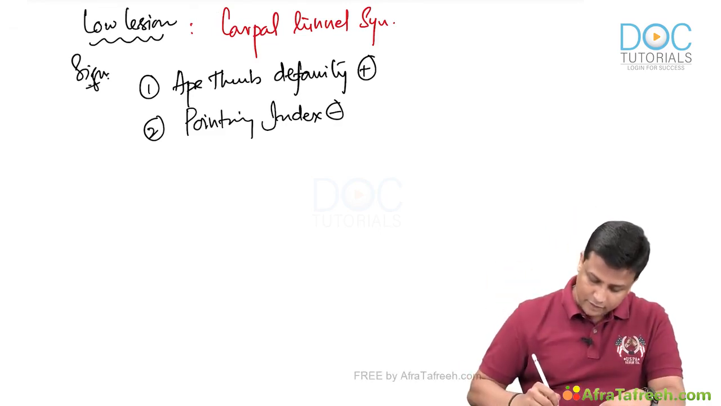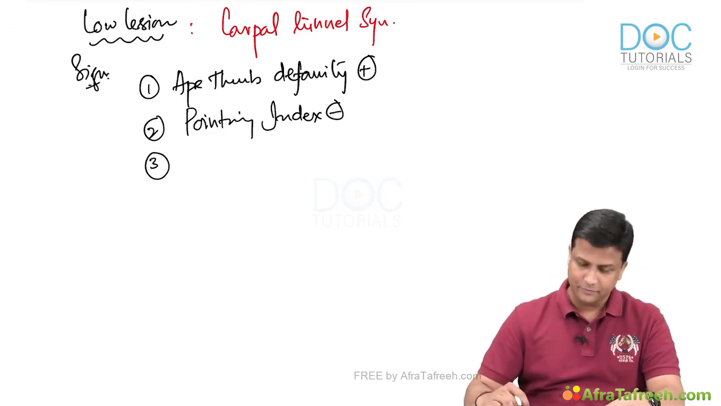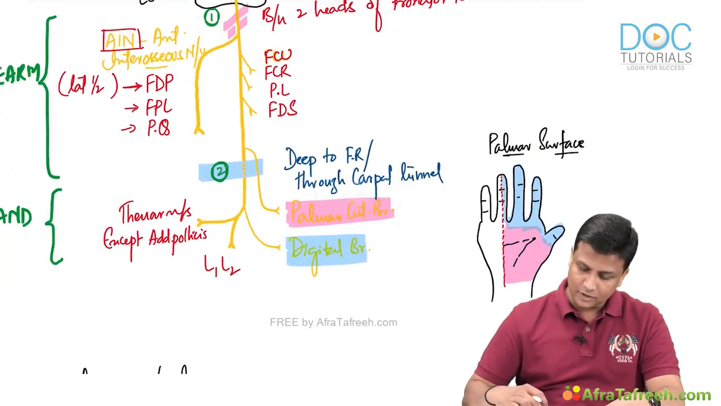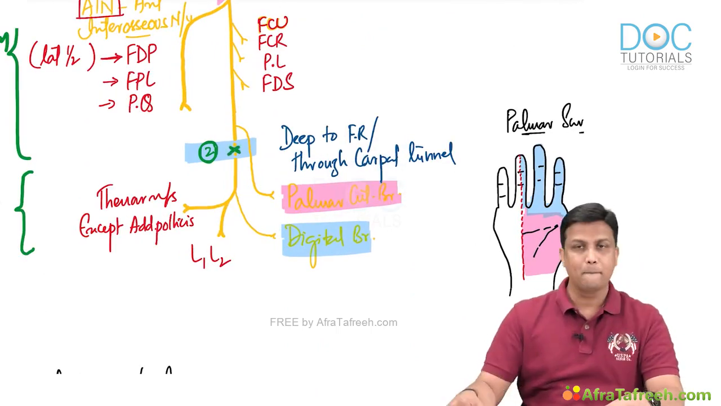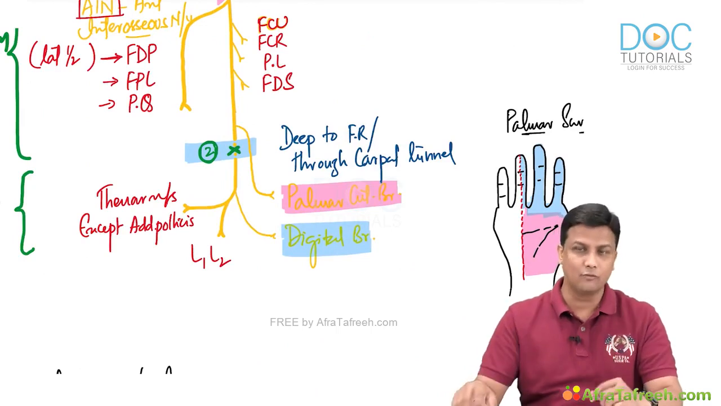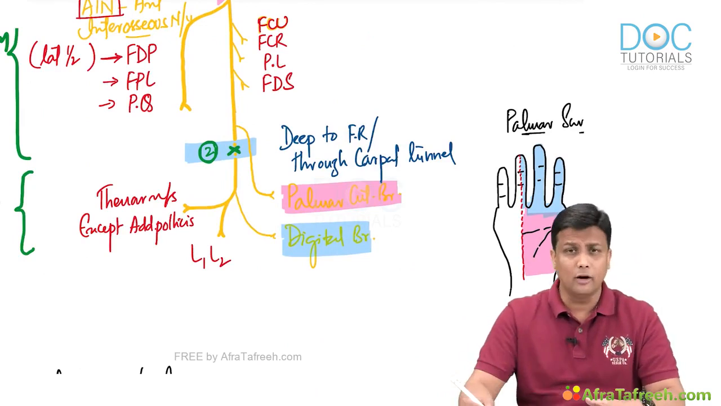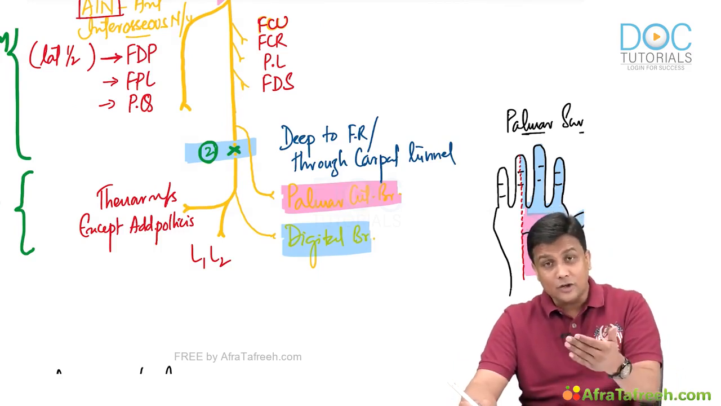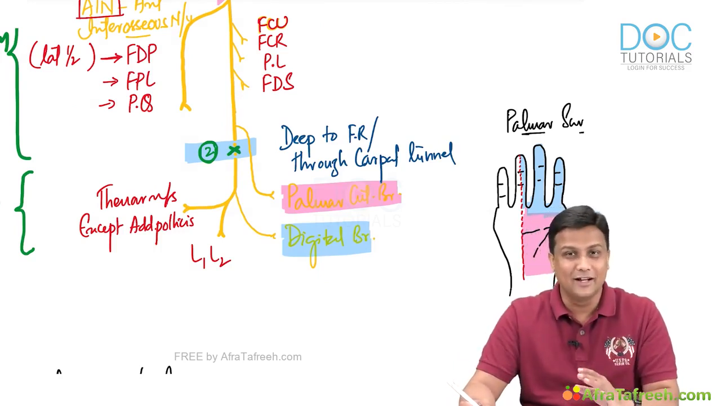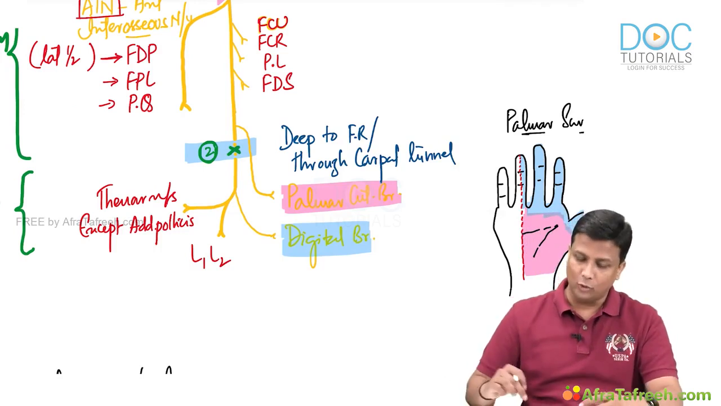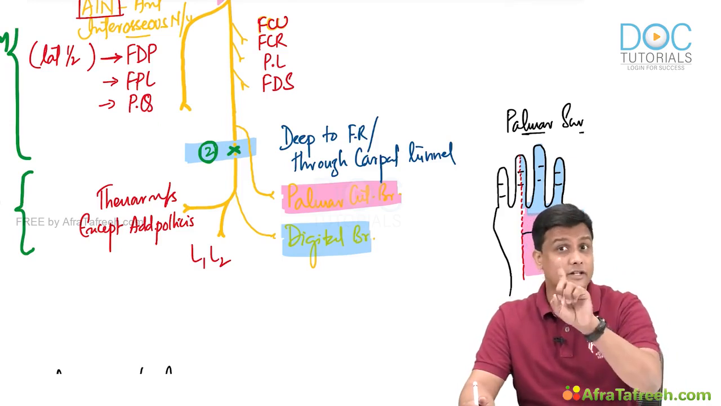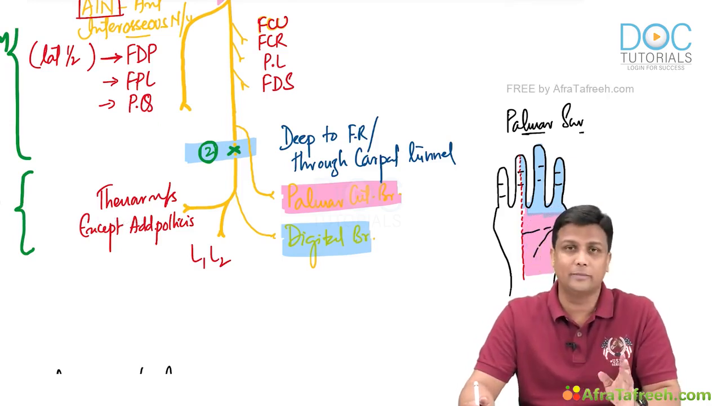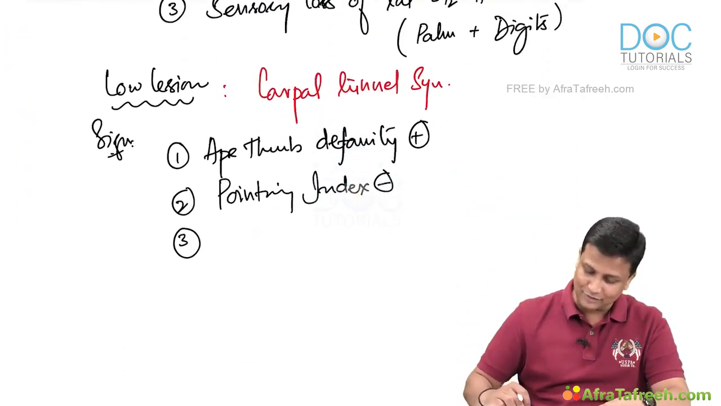Number 3, and a very important thing, that is sensory loss. Let us go back to this image. Look at this diagram. If the median nerve is injured in the carpal tunnel, then which branch is involved? Only the digital branch will be involved. Whereas the palmar cutaneous branch originates proximally, proximal to that, so it is still working. That means if only the digital branch is involved, sensory loss will be only in the lateral 3.5 digits, not the palmar aspect. Why? Because the palmar cutaneous branch is still working.